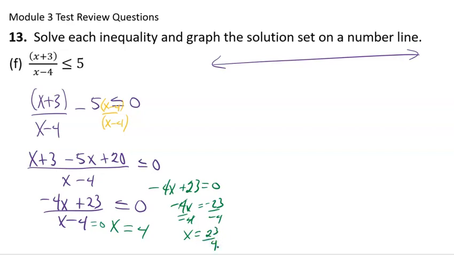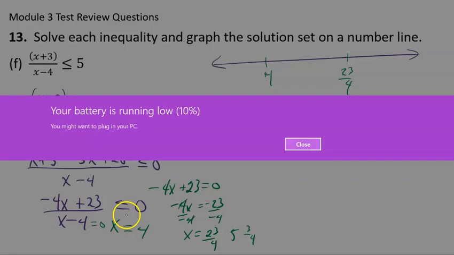Not pretty. If you like to think about it as a mixed number, 4 goes in 23 5 times, so that's the same as 5 3/4. Although 23/4 is really better than that. Now, those are the two values that go on the number line. So 4 goes on the number line, and 23/4, which is bigger, goes on the number line. Now, the one that comes from a numerator, you decide whether it's filled in or open based on your inequality.